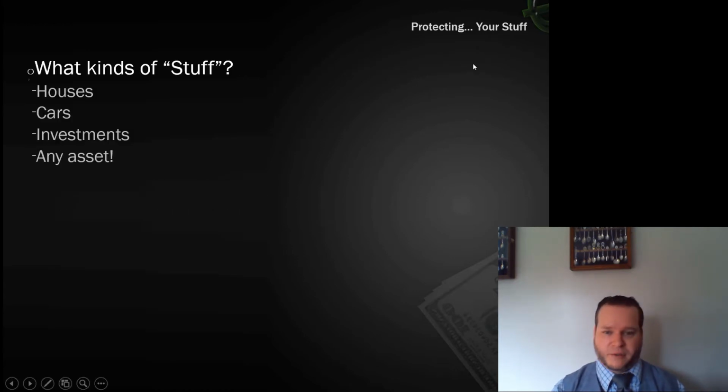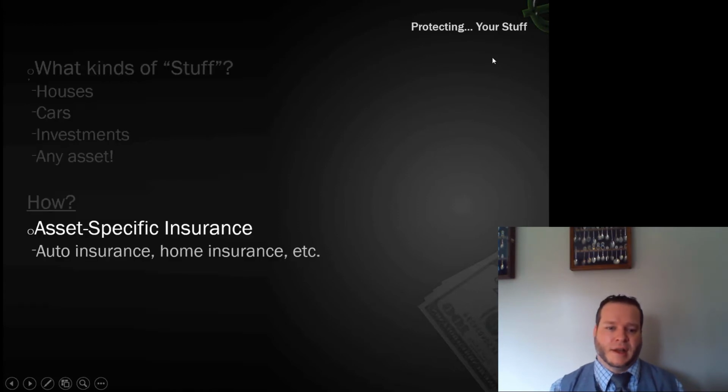Okay, what kind of stuff are we going to protect? Basically any assets: your house, your car, your investments, your computer, your phone, right? There are ways to protect almost any kind of asset, and we're going to talk about some of those techniques in insurance policies. Each type of asset has its insurance specific to it. So you have car insurance for cars, home insurance for homes, right? If you have a fine painting by a remarkable artist, you can get an insurance policy just for that painting. And so we're going to talk about home and auto insurance specifically to talk about how to protect those two significant assets.